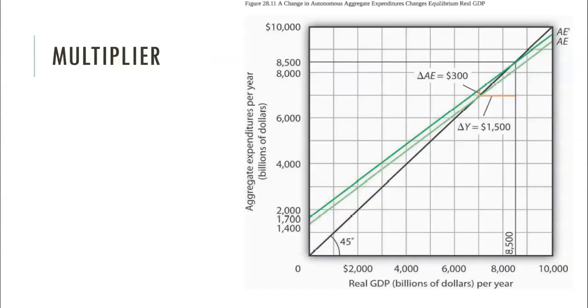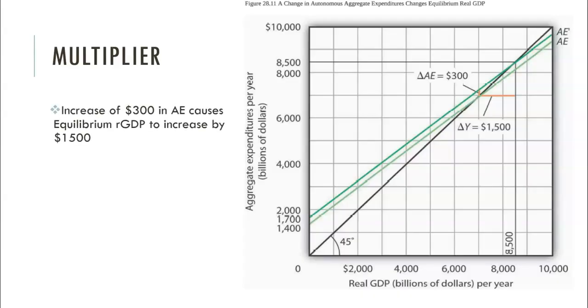Okay, so let's look at an example. We're going to have an increase of $300 in aggregate expenditure. That's going to cause our equilibrium real GDP to increase by $1,500. This is a $300 autonomous increase in spending, so it's going to shift our curve up vertically by $300. You can look here where our aggregate expenditures hits the y-axis. We start at $1,400, we shift this upward by 300, and now we start at $1,700. So we have a vertical shift of $300.